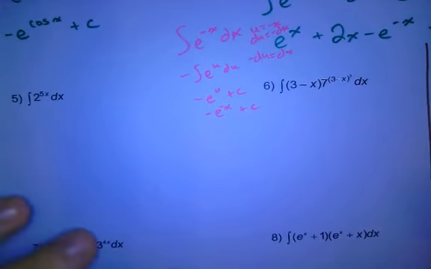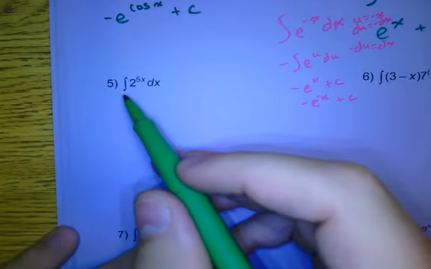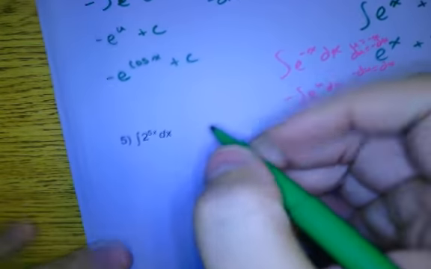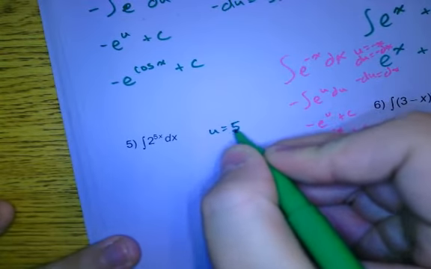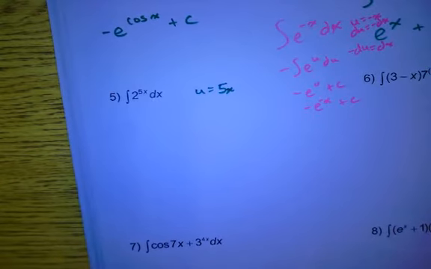Number 5. And I want to finish up here. We're almost done. Number 5. This one is a to the u. Okay? So, I'm going to let u equal 5x because it's in the exponent. So I'm going to deal with that 2 to the in just a second.